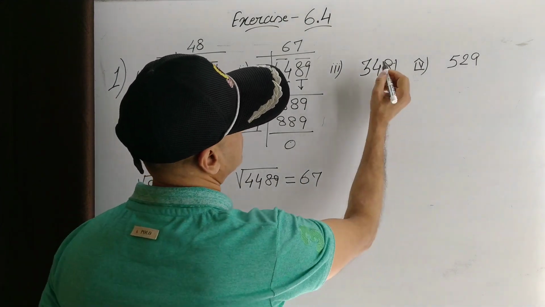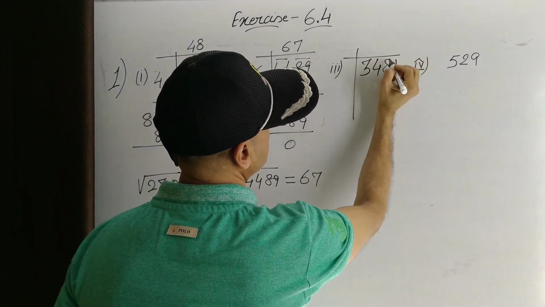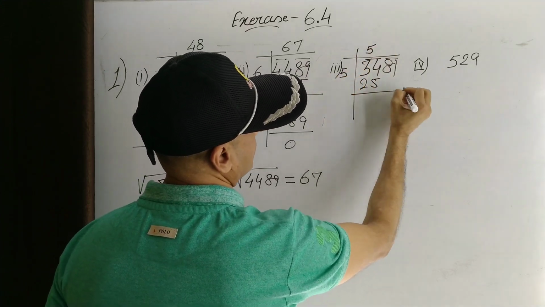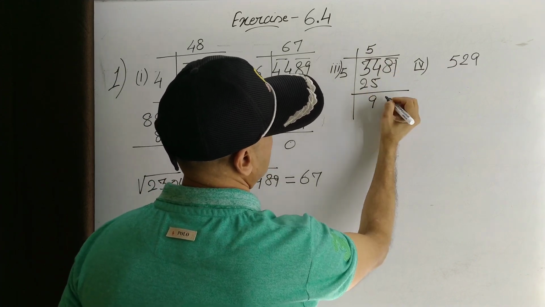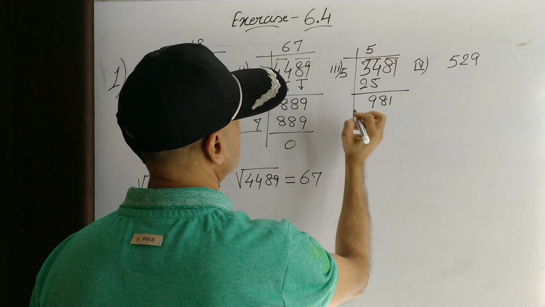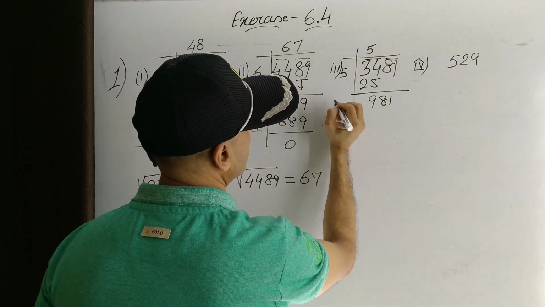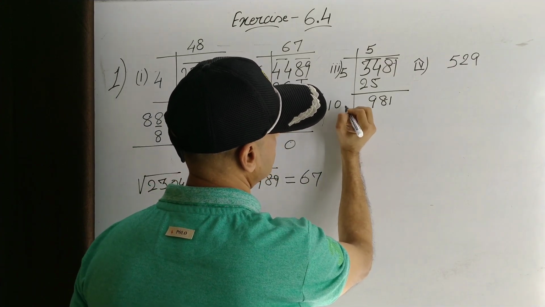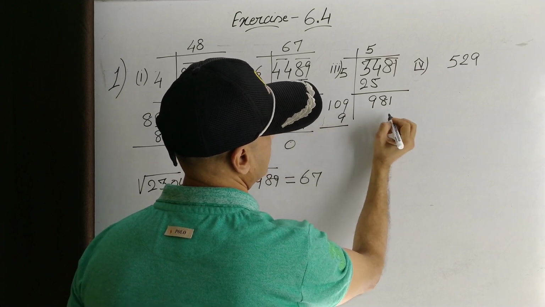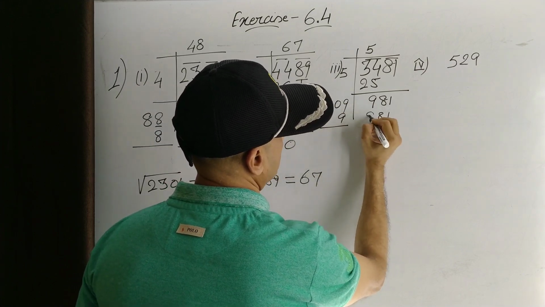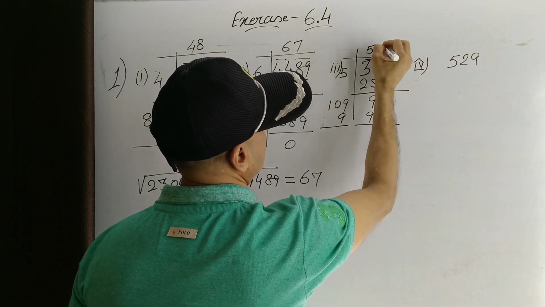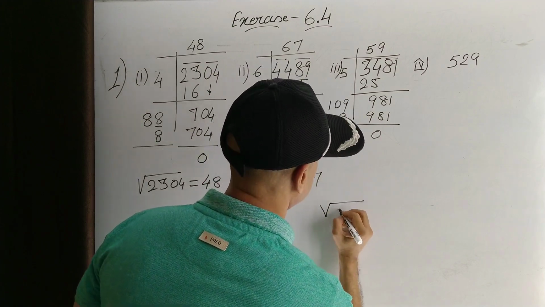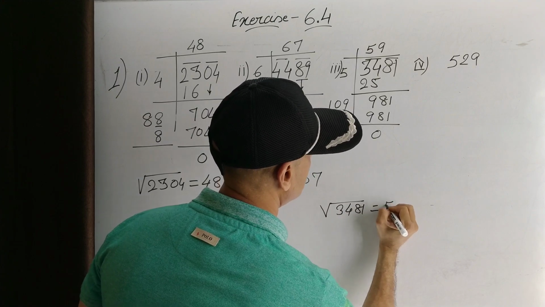Clear? So we'll take 34 first, and the nearest square is 25, and here will be 5. The remainder will be 9, and 81 is brought down, and the left hand component of the new divisor will be 5 into 2, that is 10. We want 1 in the unit position, so 1 will not suffice, we'll take 9, and the remainder is 0, and the right hand component of the quotient would be 9. Hence square root of 3481 will be equal to 59.